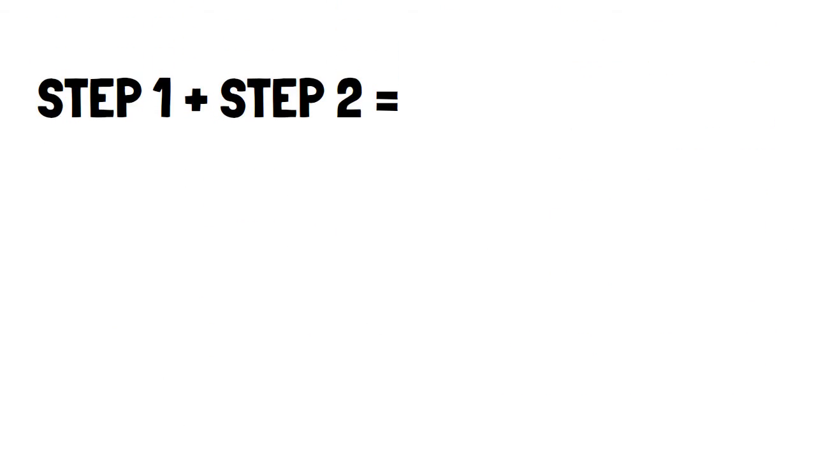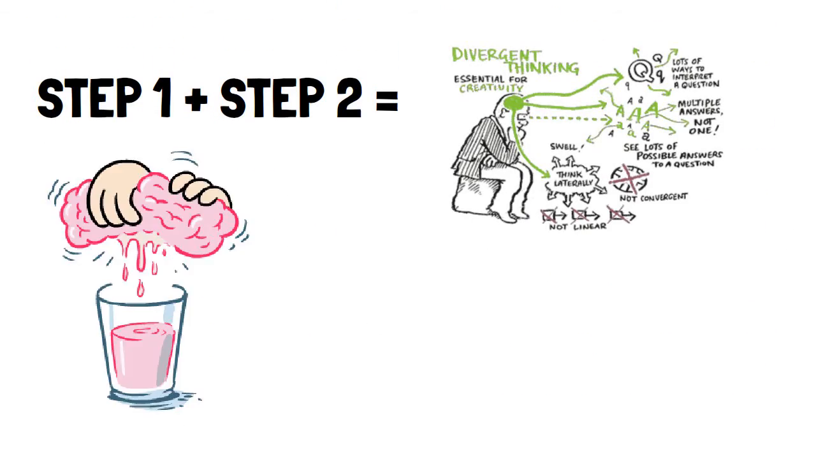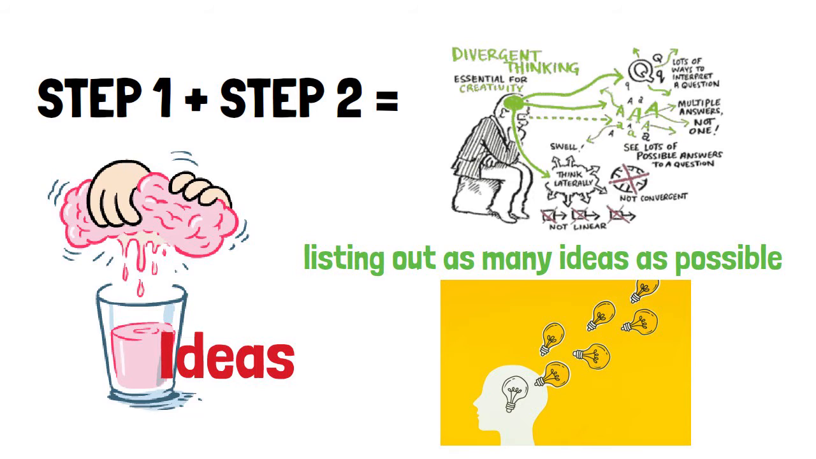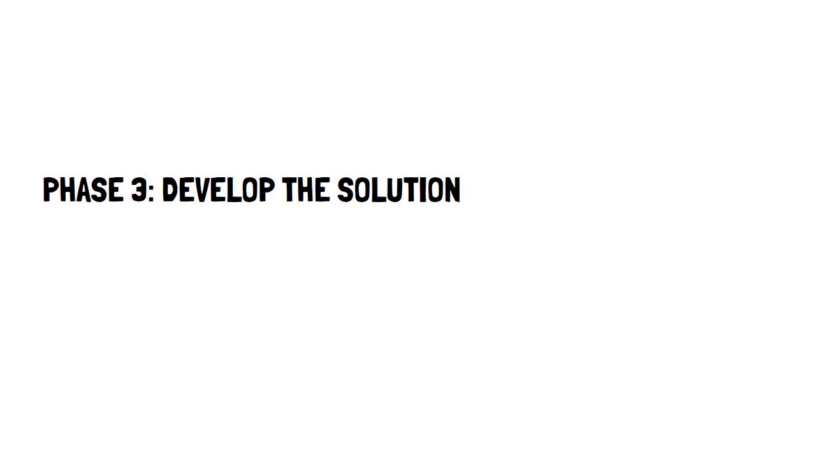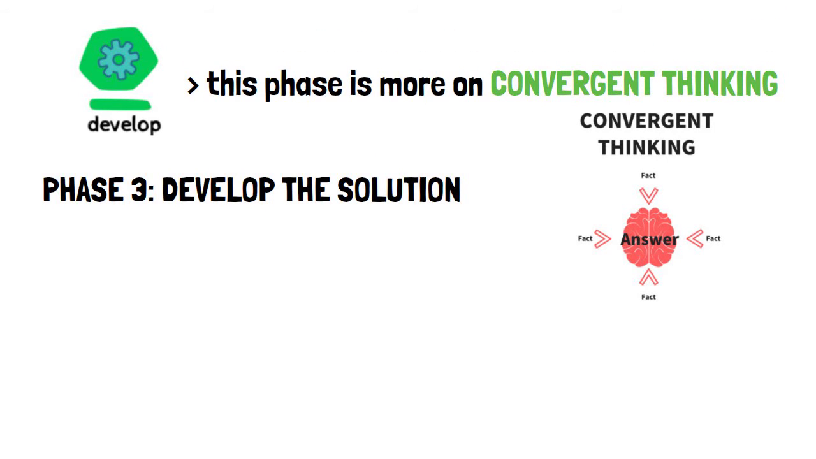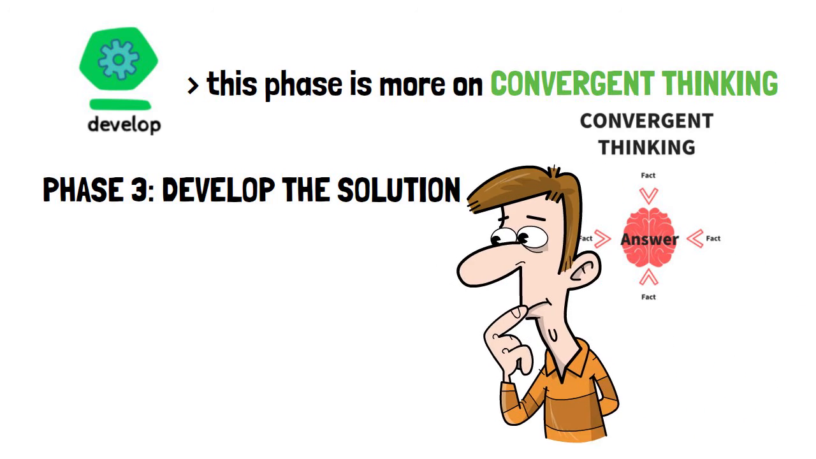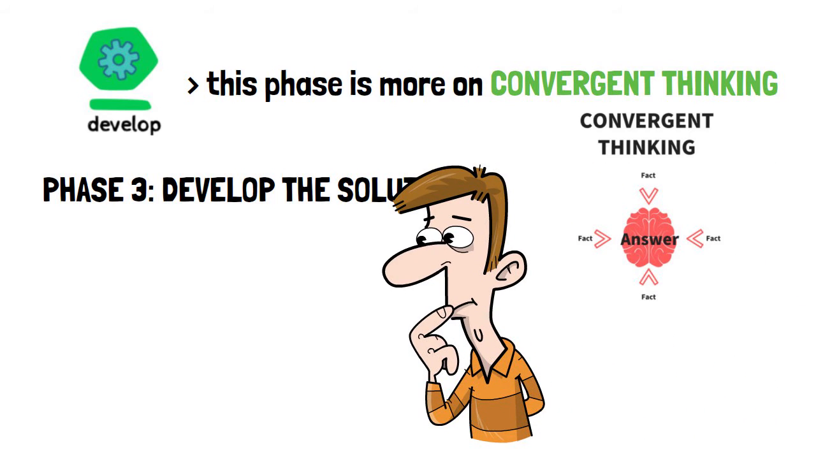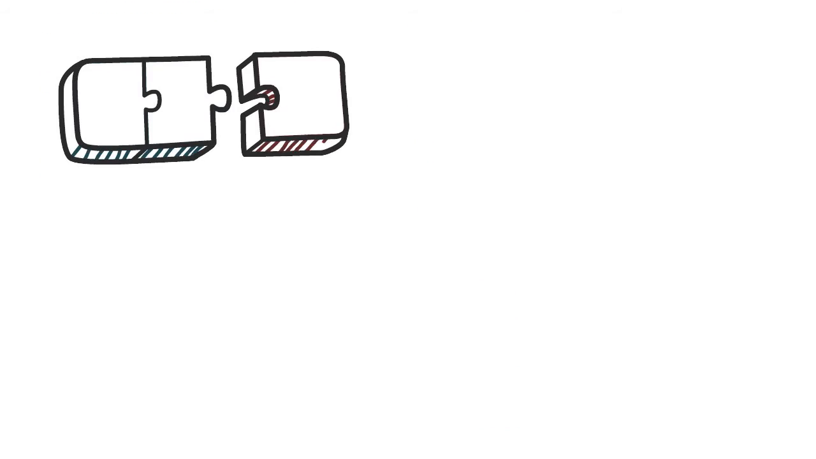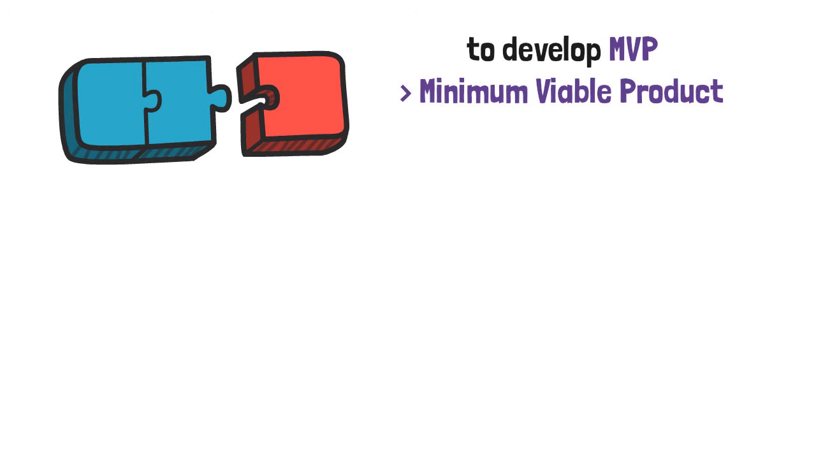Step 1 and Step 2 are more about divergent thinking, which is just squeezing the ideas out from the brain and listing out as many ideas as possible. After that, in phase 3, start developing the solutions. This phase is more about convergent thinking. Select the best possible solution from the solutions listed in the previous steps, or combine the solutions into one to develop an MVP.